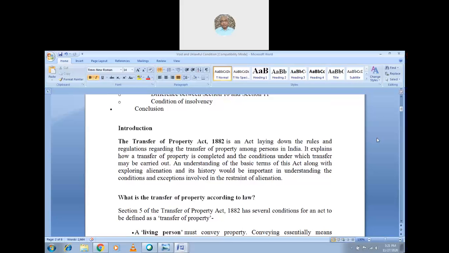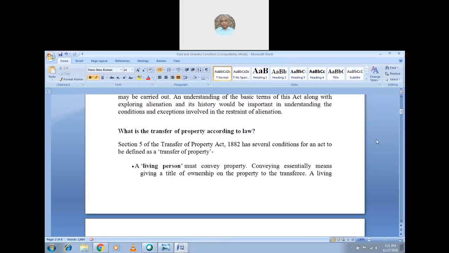It explains how a transfer of property is completed and the conditions under which the transfer may be carried out. An understanding of the basic terms of the Act, along with exploring alienation, meaning here disposing, and its history would be important in understanding the conditions and exceptions involved in the restraint of alienation.